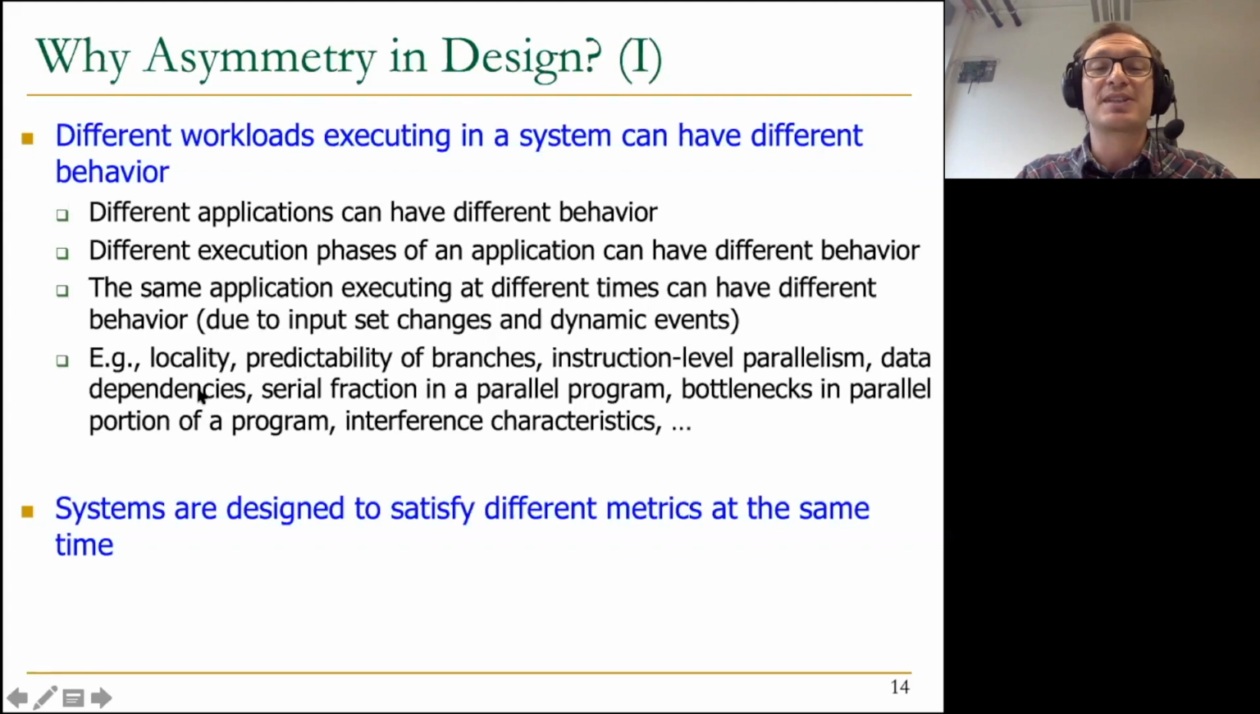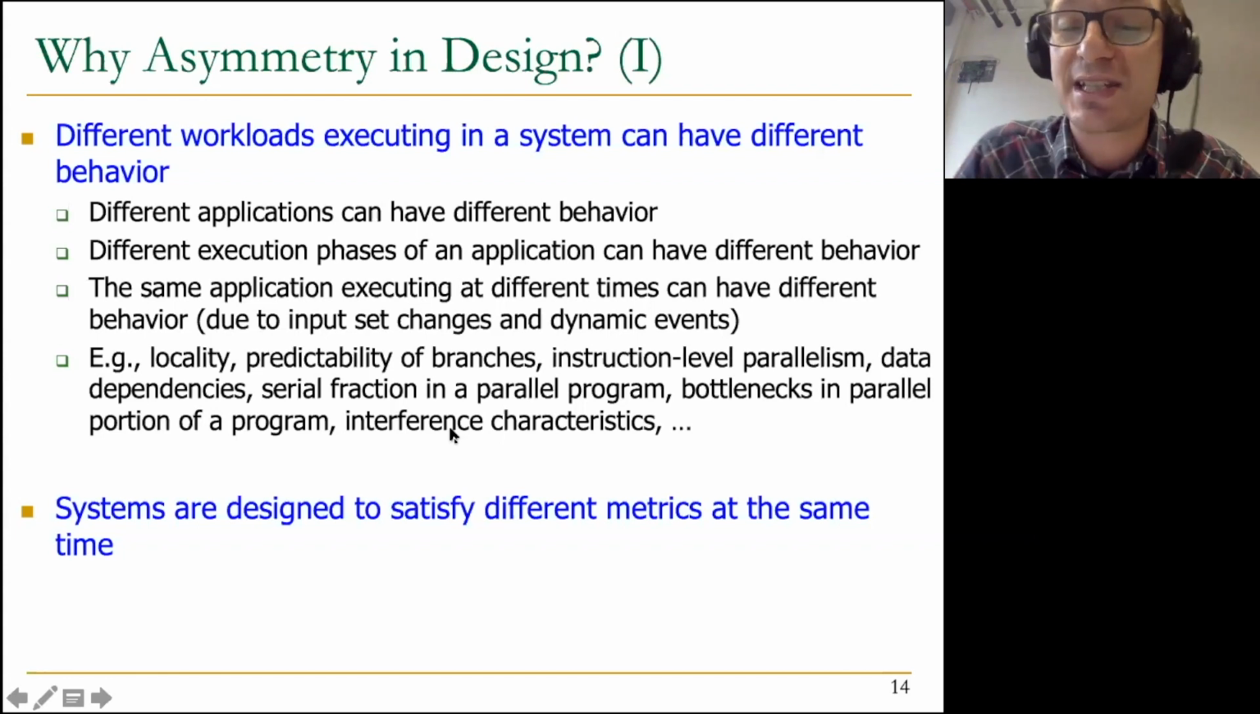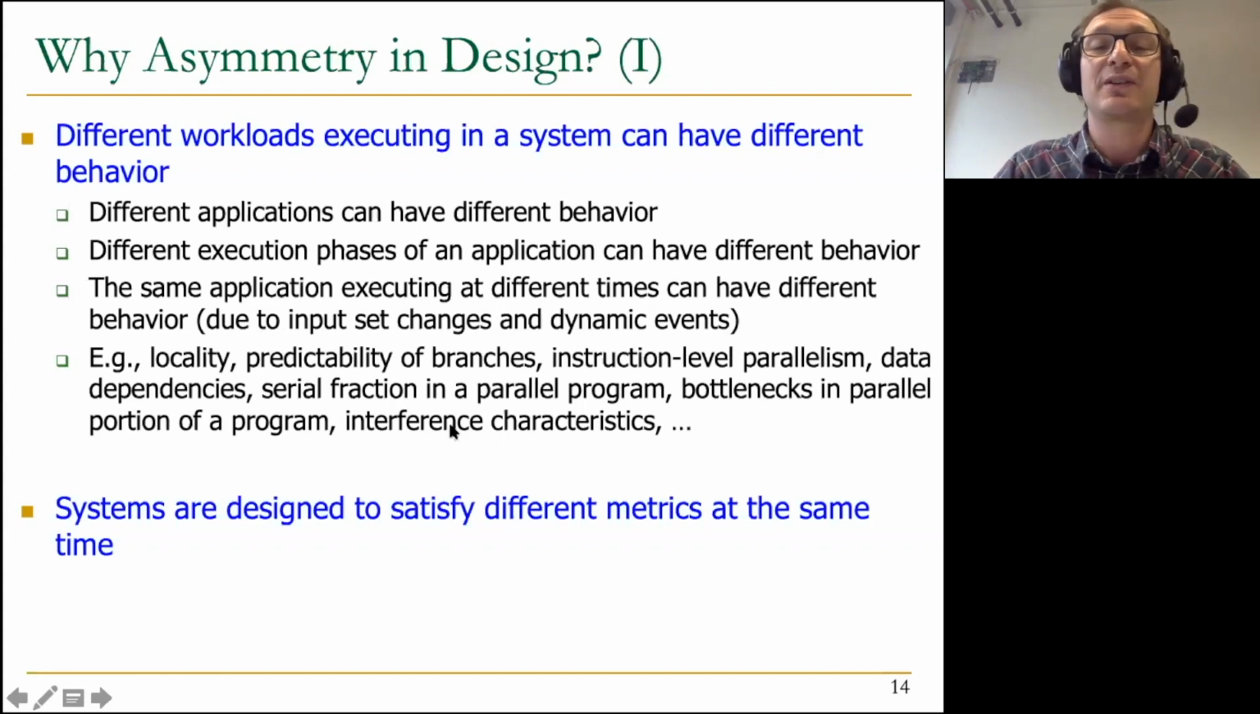There are many examples of this different behavior: locality characteristics, predictability of branches, instruction level parallelism, data dependencies, serial fraction in a parallel program. We will see that actually later today. Bottlenecks in the parallel portion of a program. We will also see that. Interference, memory interference characteristics. At some point, the application may be interfering a lot because it's injecting a lot of requests to memory. At some point, it may not be injecting any requests because it has great locality, for example, right? Or for some other reason, because it's not accessing memory as much. Okay, so basically, we would like to adapt to these things.